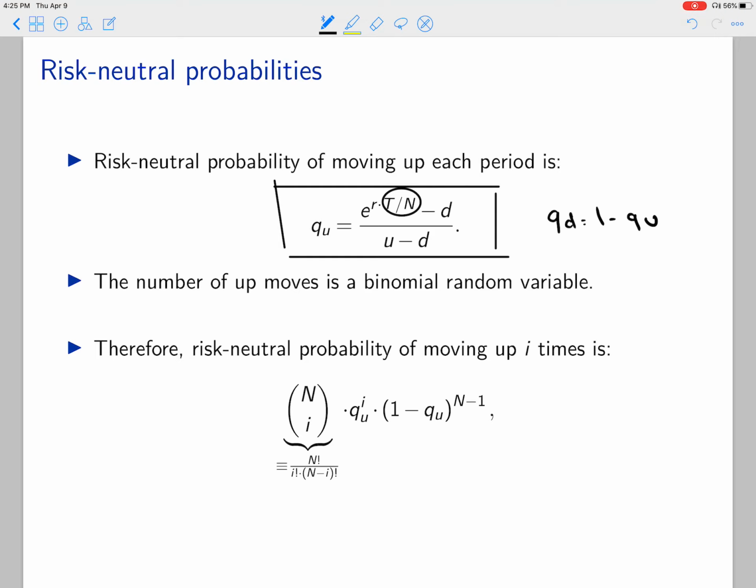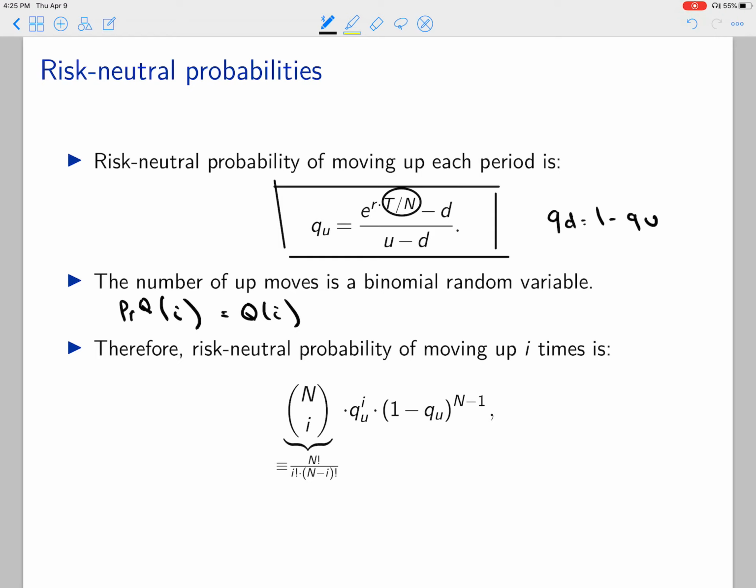Now QU is the probability of a single up movement in a risk neutral sense. We don't want this particular probability per se. What we want to do is compute the probability of a given number of up movements. So we want to know the probability under, say, measure Q of any number of movements I, which we usually denote as Q of I.